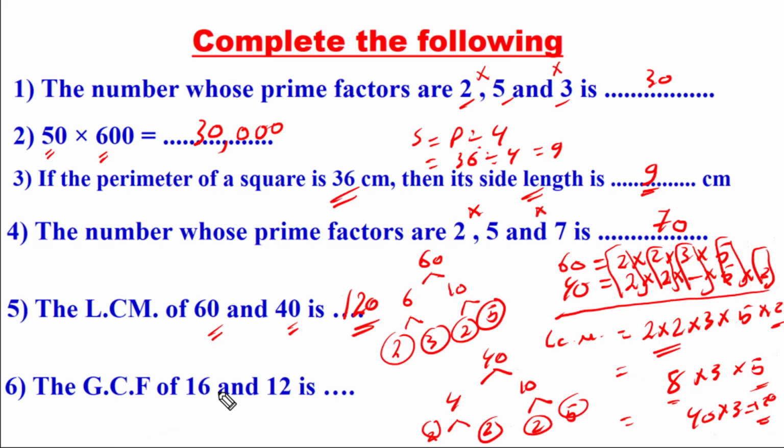The GCF of 16 and 12 is what? We can find it mentally. Ask yourself, 16 and 12 are divisible by what, guys? Yes, are divisible by 2 and what? And 4. Now the GCF is what, guys? Is 4. It's easy to find it mentally.